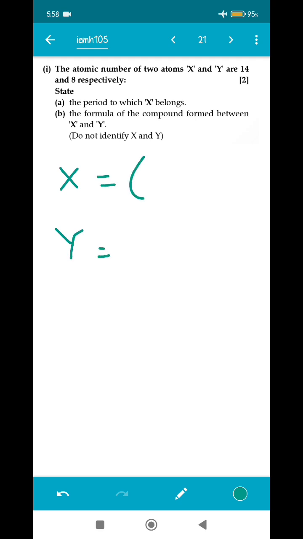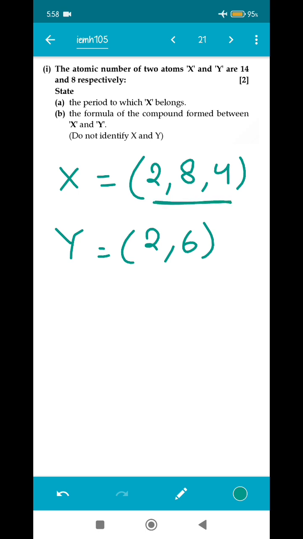X has an atomic number of 14, so its electronic configuration is 2, 8, 4, and for Y it will be 2, 6. So your question is the period to which X belongs. X belongs to period number 3 because there are 3 shells in it. Okay, and now the next question is the formula of the compound formed between X and Y.